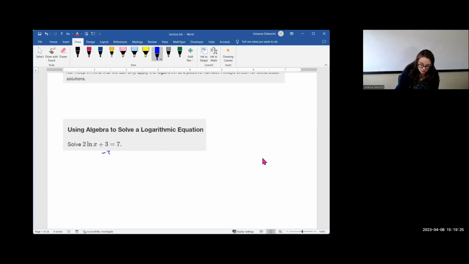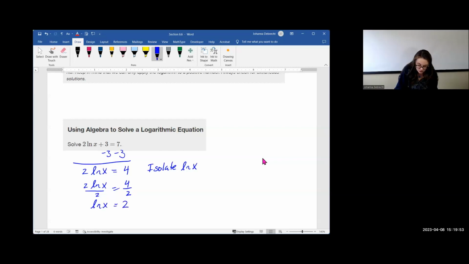So the first thing I need to do is isolate the natural log. So I'm going to subtract 3 first. And this gives me 2 natural log of x equals 4. So I need to isolate the natural log of x by itself. So the next thing I'm going to do is divide by the 2. And this gives me the natural log of x equals 2.